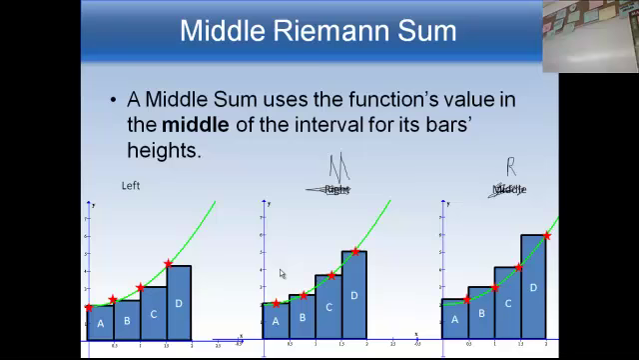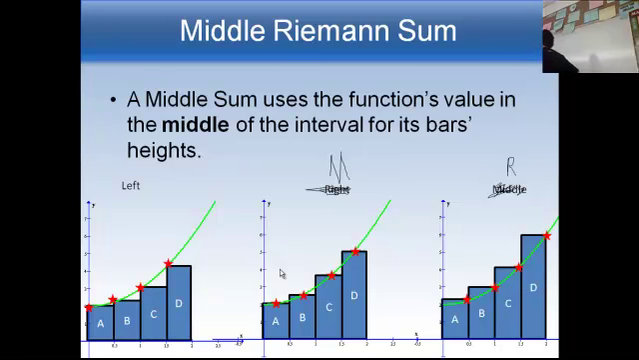It's not any more confusing than the other ones are. It's just about determining which function value to use. Before we used the function's value on the far left side, 0, 0.5, 1, 1.5. Then we also knew how to do right ones where we use 0.5, 1, 1.5, and 2. And now we're saying we'll use the middle ones, which in this case is 0.25, 0.75, 1.25, and 1.75.